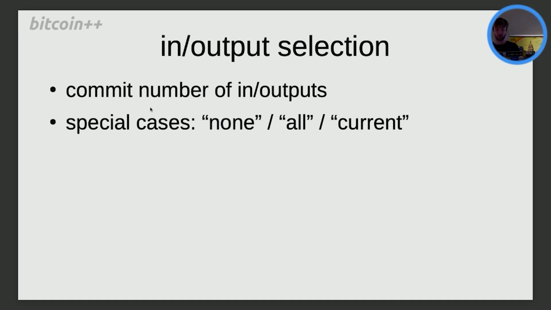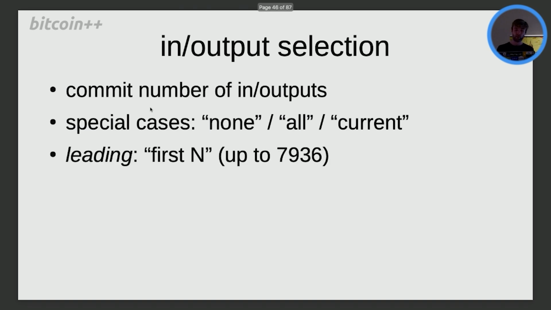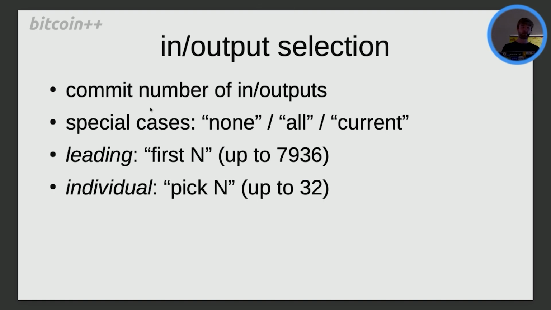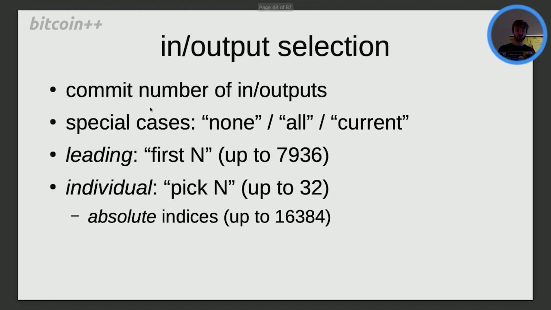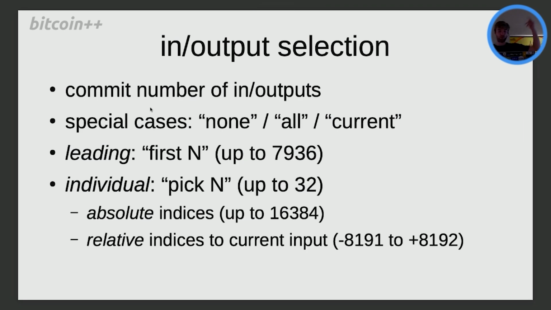They sound a lot like the SIG-hash flags, like all, none, and single. Then you also have the option to pick a prefix, like the first n. This can go up to 8,000. So you can say the first, whatever. And then you can even pick individual ones. So you can say the first, the 8th, and the 9th. And you can do this with absolute indices and relative indices. So you can say the one before me, the one after me, the one 8,000 after me. These numbers are just because of the number of free bits we have, those limits. I don't know if you even can have 16,000 upwards, but.